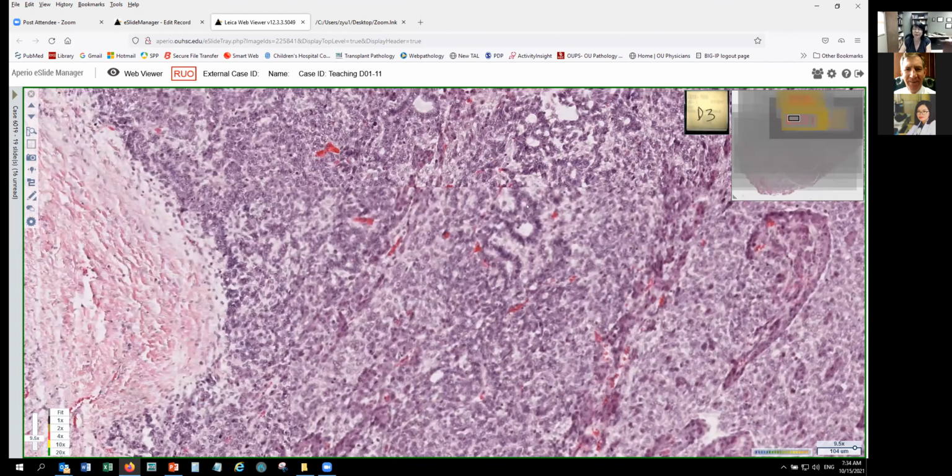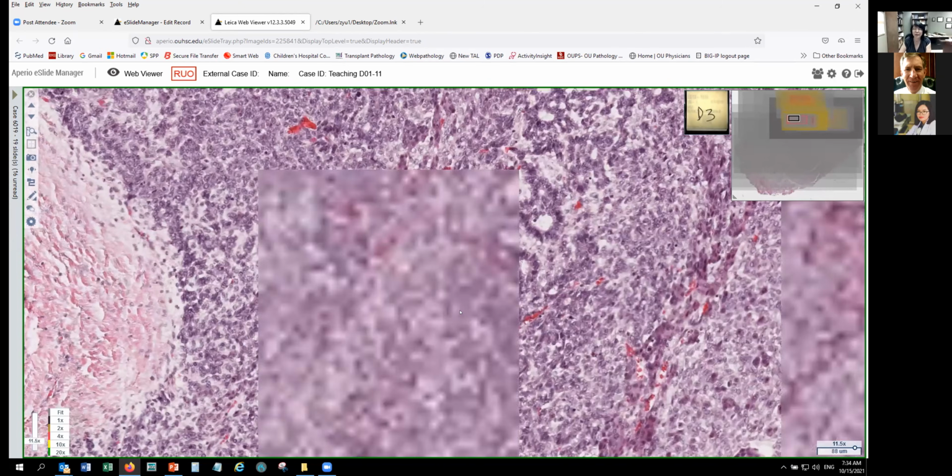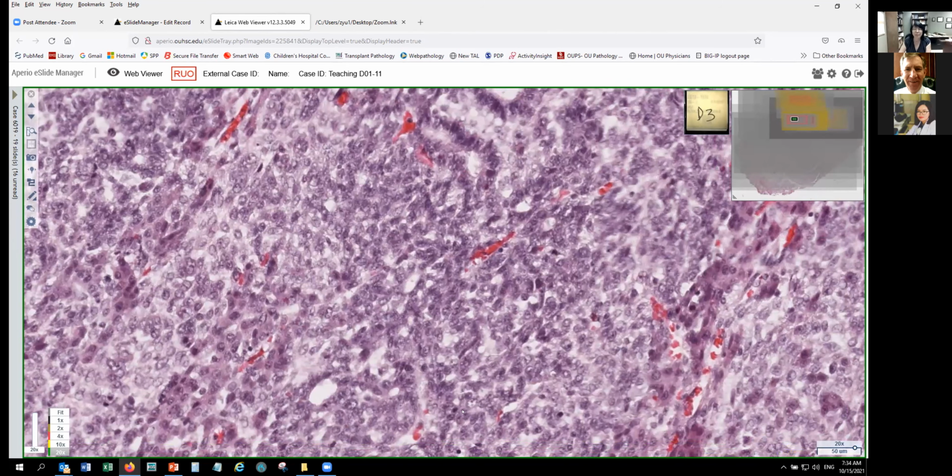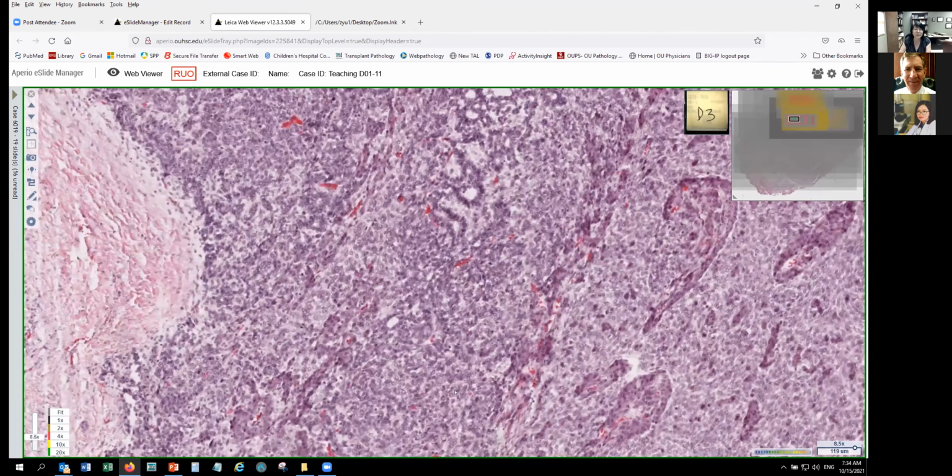So that's a fetal type. That's a little bit glandular, cholangioblastic, and this area we're considering embryonal type. So that's D3.